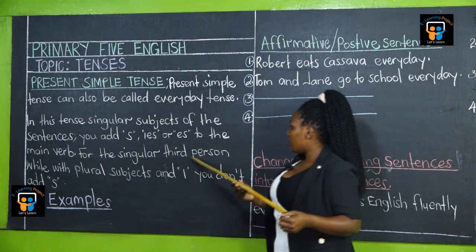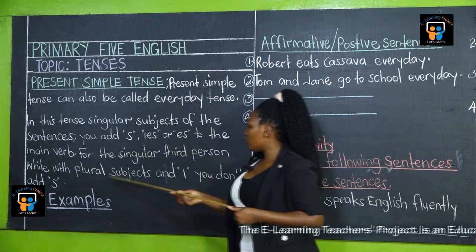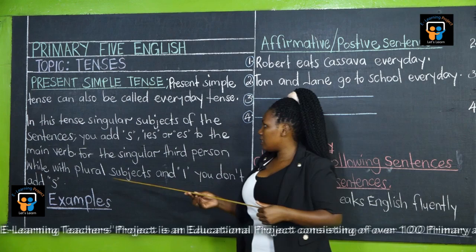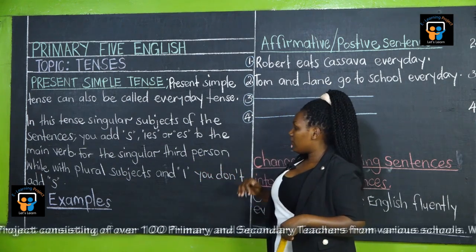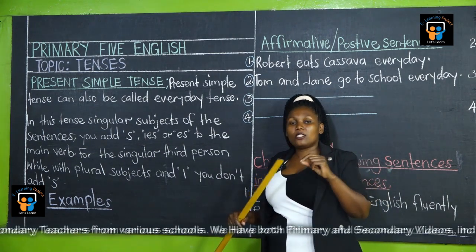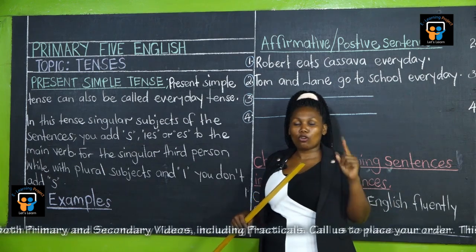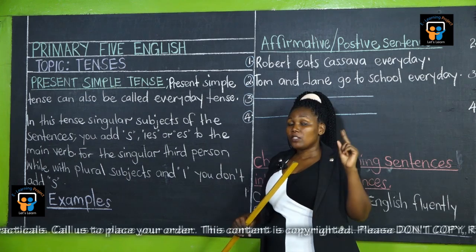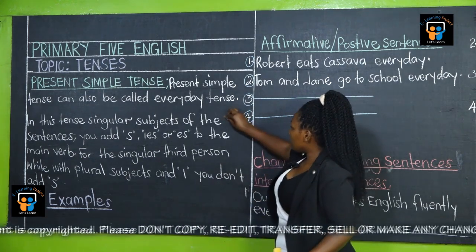For the singular third person, while with plural subjects and I, you don't add S or ES or IES to the main verbs. For example, if I say Tom and Lillian sweep the class. Tom and Lillian sweep the class. You're seeing the main verb sweep that I'm mentioning.